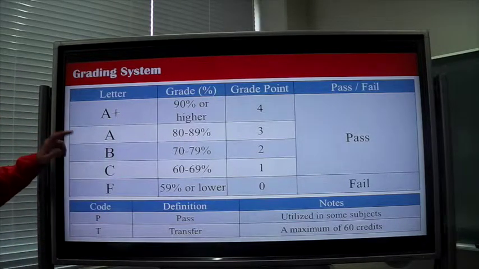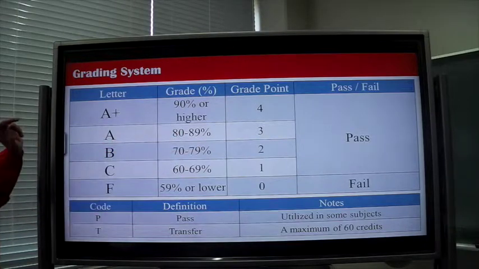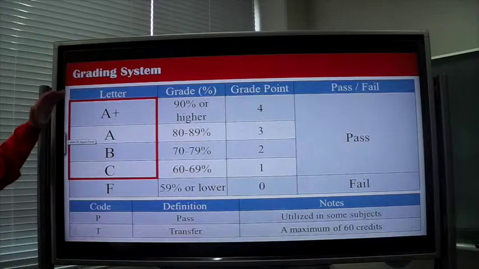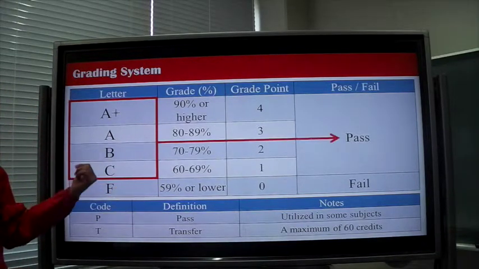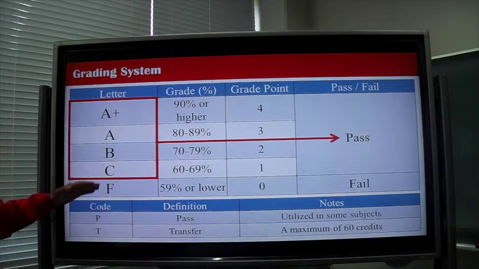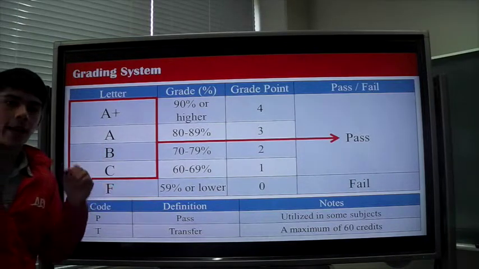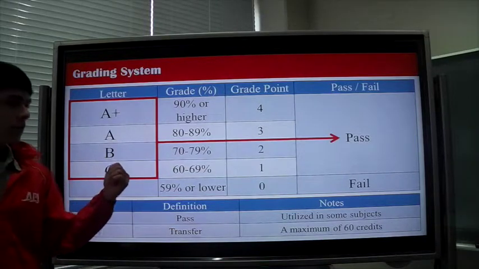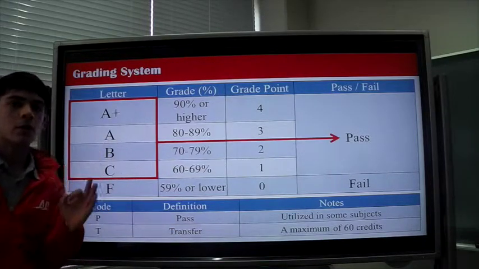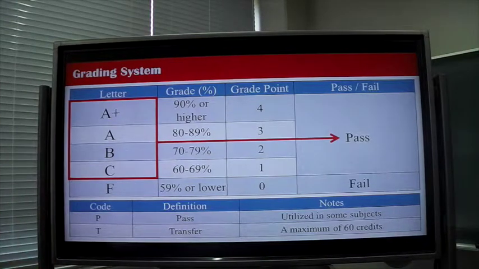Therefore, in order to pass the course, you have to get a grade between A plus and C, which means higher than 60%. In this case, you will pass the course. For students who got 59% or lower, it counts as a fail with zero grade points, and you cannot acquire credits for this course.